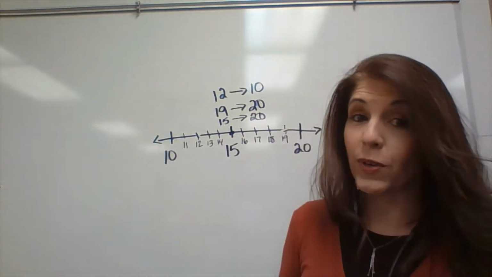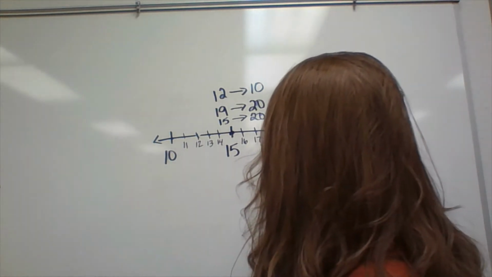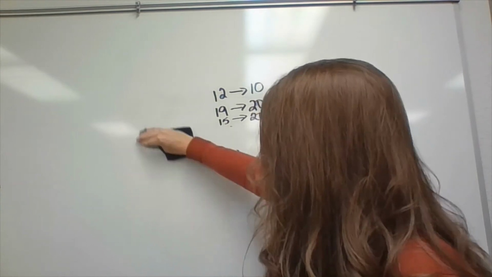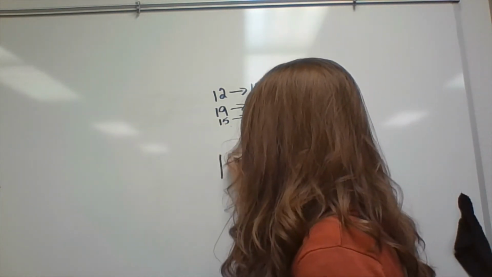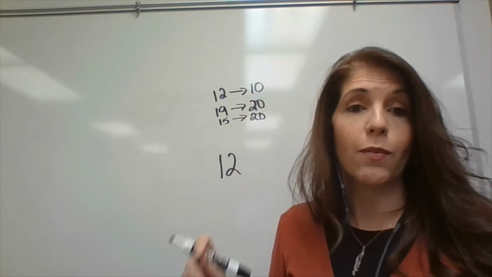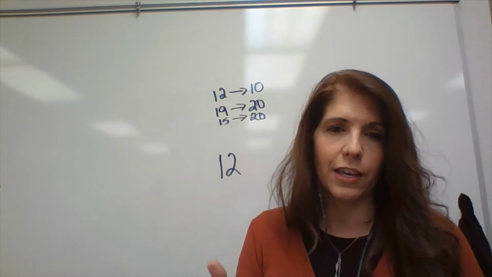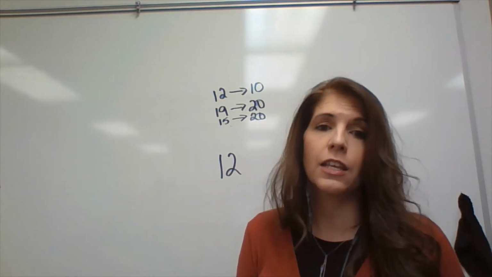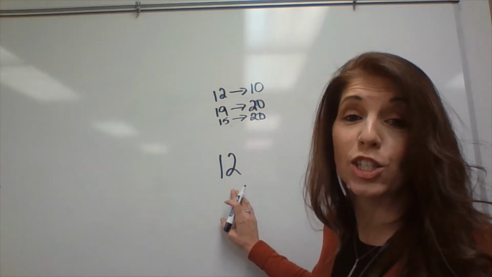So let's think about doing it another way. I'm going to erase the number line. I'm going to leave those answers up there. But let's start off with the number 12. Remember, I was going to try to figure out which tens this was closer to. So if I'm counting by tens, like 10, 20, 30, 40, which multiple of 10 would it be closest to? I'm going to go to the tens place.